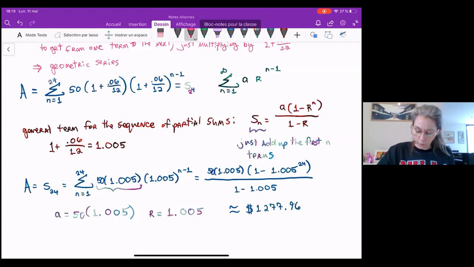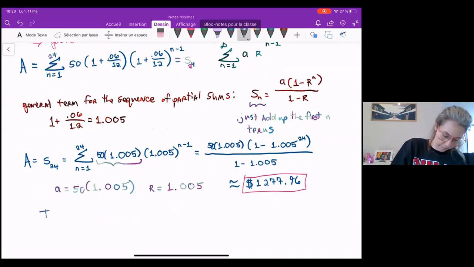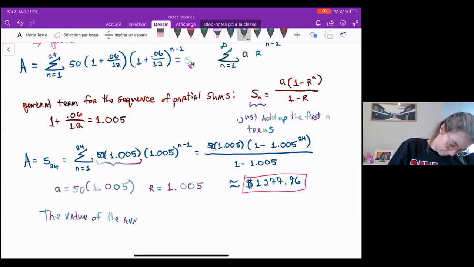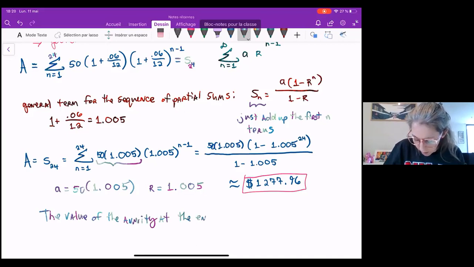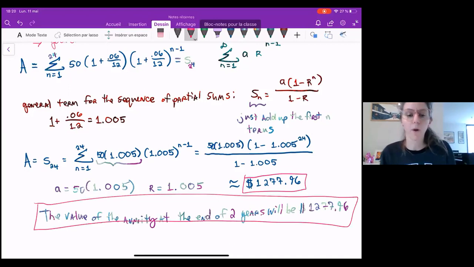So this is going to be equal to $1,277.96. So in other words, the value of the annuity at the end of 2 years will be $1,277.96.